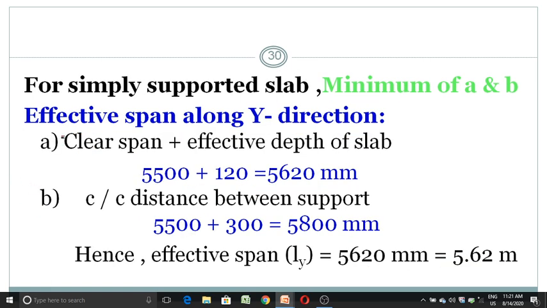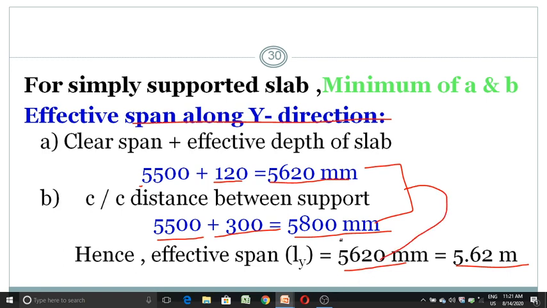Similarly calculate the effective span along the y direction, with the same formula. The clear span is 5500 and effective depth is 120, and 5620 is with respect to criteria A. Along center to center distance of supports, that is 5500 plus 300 mm, if you add together we will get 5800 mm. Hence effective span Ly equals 5620 mm, that is 5.62 meters. The minimum of these two values will be considered.